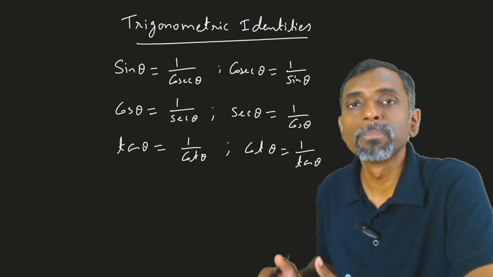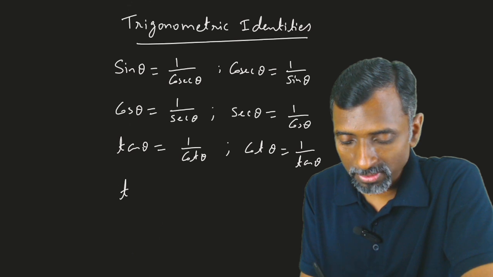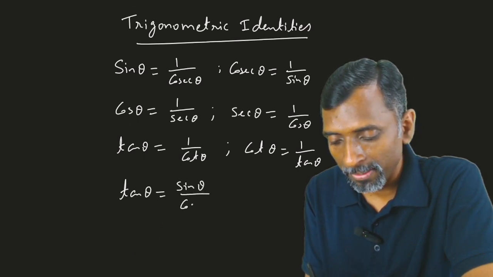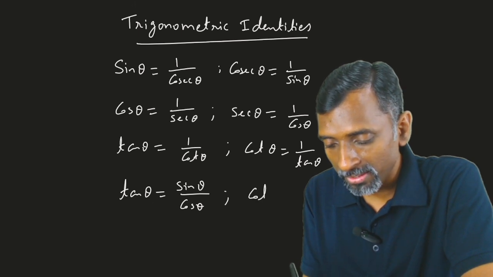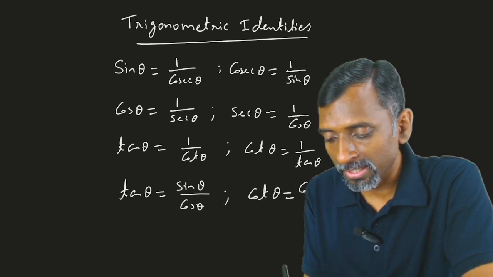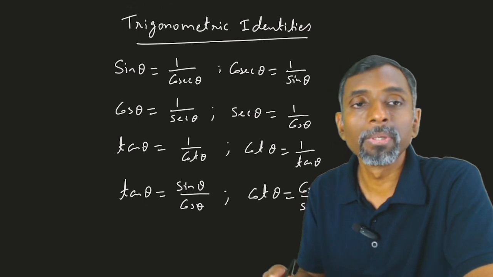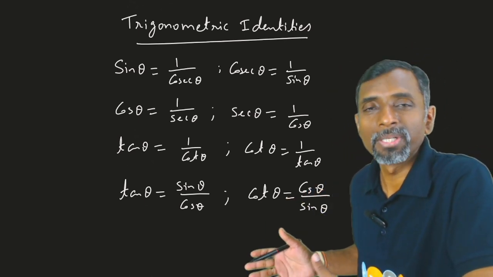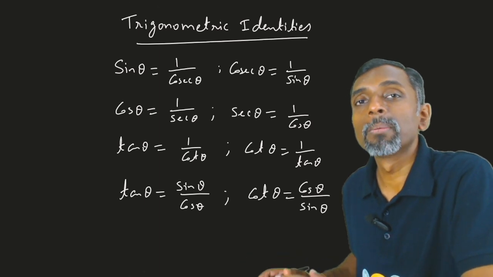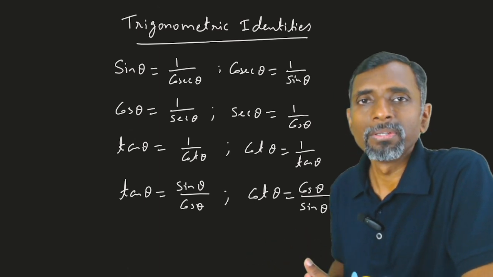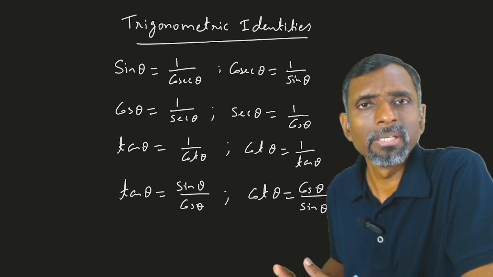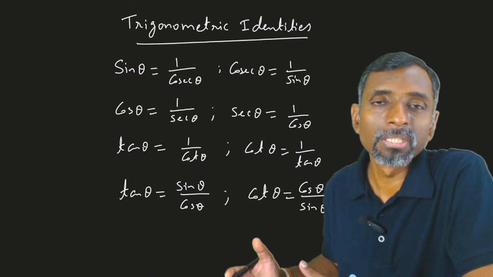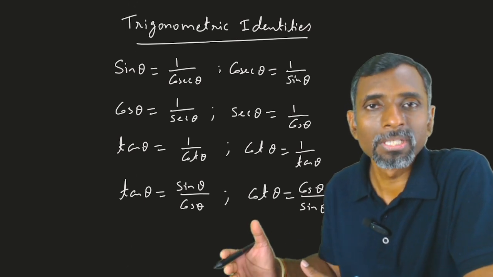Now we have some more relations. We know that tan theta is equal to sine theta divided by cos theta. We know that cot theta is equal to cos theta by sine theta. You must know the relations between the trigonometric ratios. So these are a few important relations in terms of the reciprocals. Now, if we are talking about the identity, we need to derive it. You know sine theta is p by h, cos theta is b by h, and tan theta is p by b, and the rest cot, sec, and cosec are the reciprocals of tan, cos, and sine.